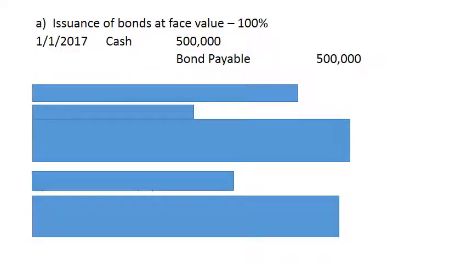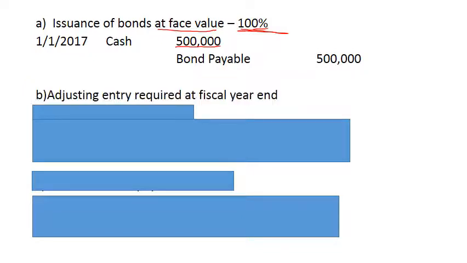So in the first instance, the bond is going to be issued at face value, so that's at 100% of the face value. So on January 1st, 2017, the bond is being issued. So you're going to debit cash for the face value of the bond, which is $500,000, and you're crediting the bond payable. We're going to do an adjusting entry at December 31st for the value of the annual interest payment. So that would be $500,000 times the interest of 10%, giving us a payment of $50,000.